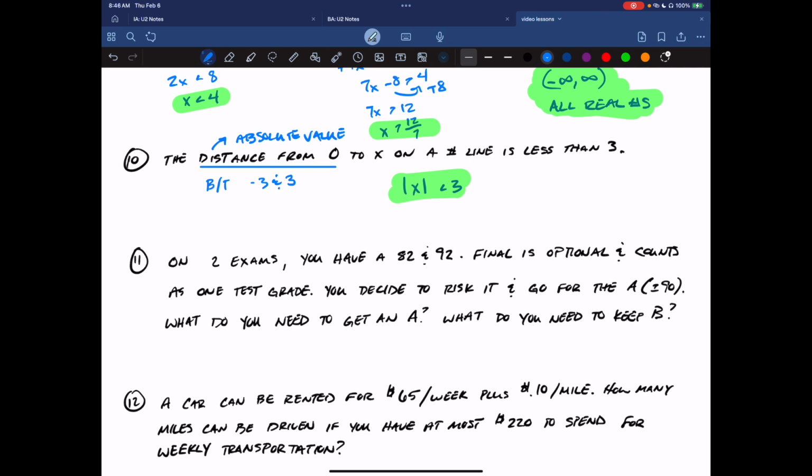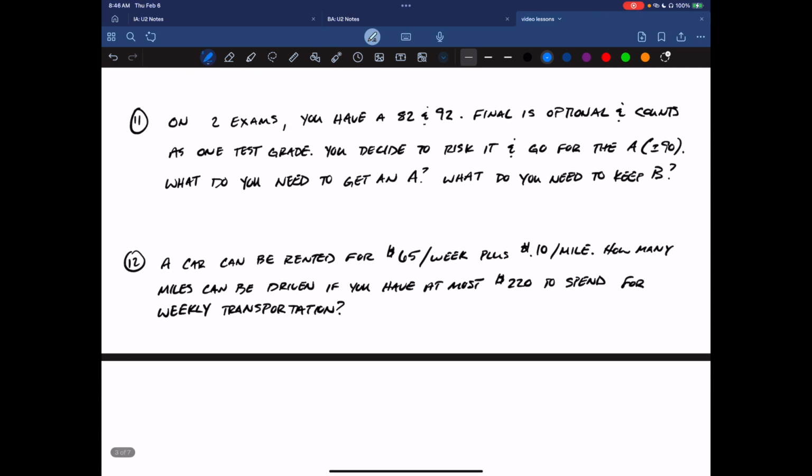Okay. Now, number 11, on 2 exams, you have an 82 and a 92. The final is optional. It counts as one test grade. You decide to risk it and go for the A, which means you're going to have an average of greater than or equal to 90. So what do you need to get an A? Also, what do you need to keep a B?